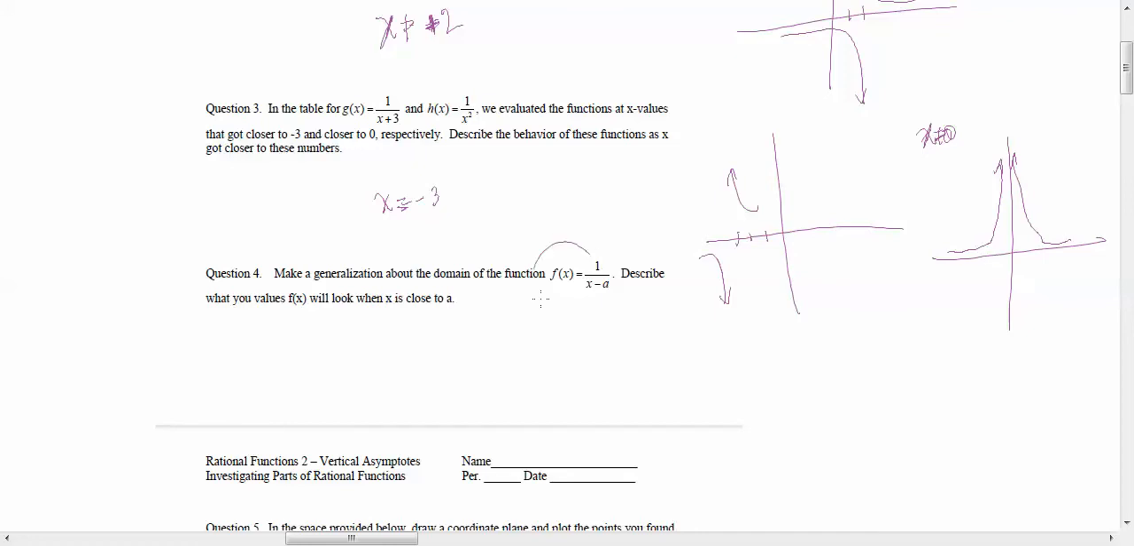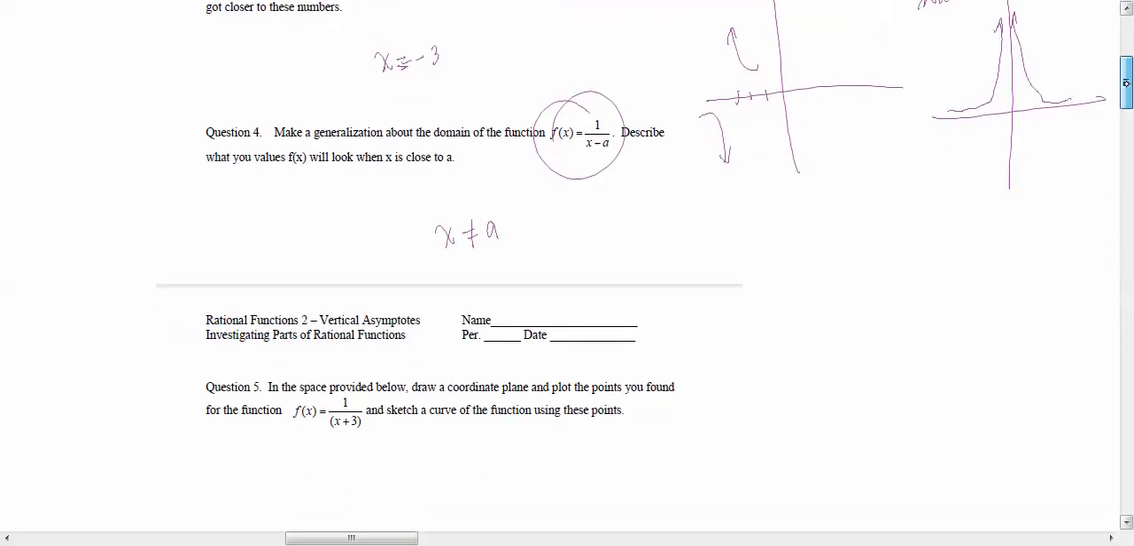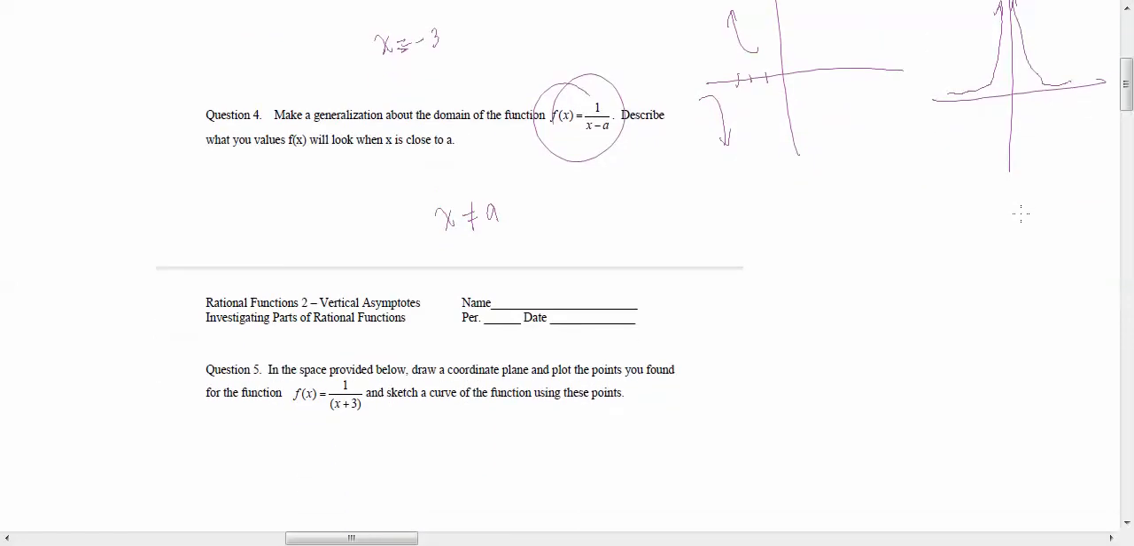Make a generalization about this thing right here. Well, this thing has a domain problem anytime that x is equal to a. So x cannot equal a. What I'm going to say about this, I'm not going to write this down because my pen writing is very sloppy on this computer, but basically all of your vertical asymptotes would occur whenever x is equal to a.